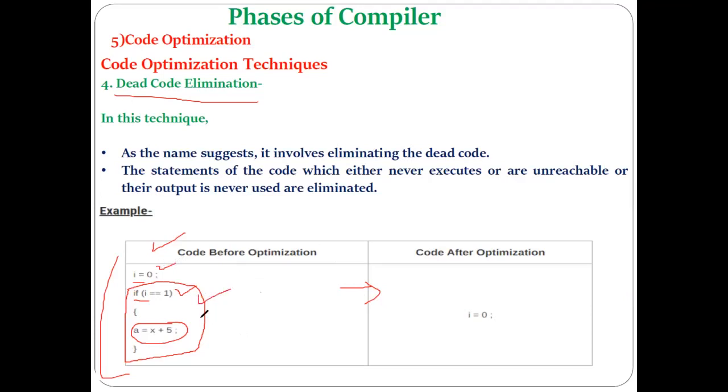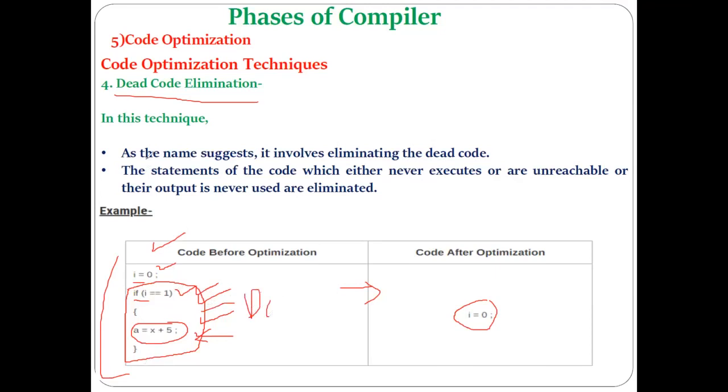But it is consuming space within a program. Yes or no? It is consuming space within a program. So can it be eliminated? Yes, without affecting the final output of the program. Yes, it can be eliminated, and that is the reason this code is considered a dead code. After elimination we get the code optimization like this, only I equal to 0, because of this condition this whole part is not going to execute. If it is not going to execute, then it is considered a dead code.